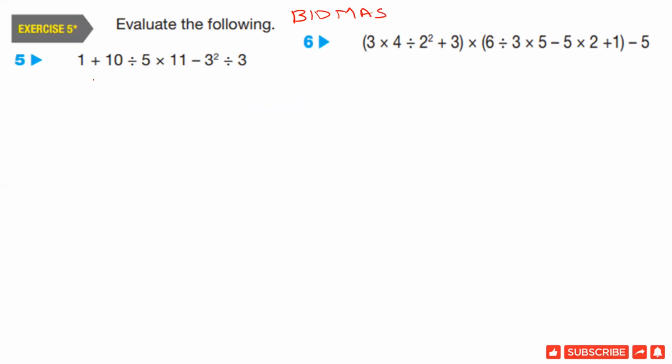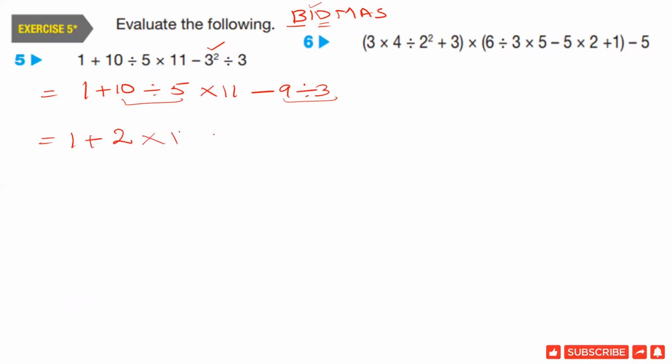Question 5. Evaluate this expression. 1 plus 10 divided by 5 times 11 minus 3 square divided by 3. First we solve this 3 square. We rewrite the expression. 3 times 3 is 9, because 3 square is 9, divided by 3. Now, we know after index we have division. So we solve all divisions in this expression. 1 plus 10 divided by 5 becomes 2, times 11 minus 9 divided by 3, which will be 3.